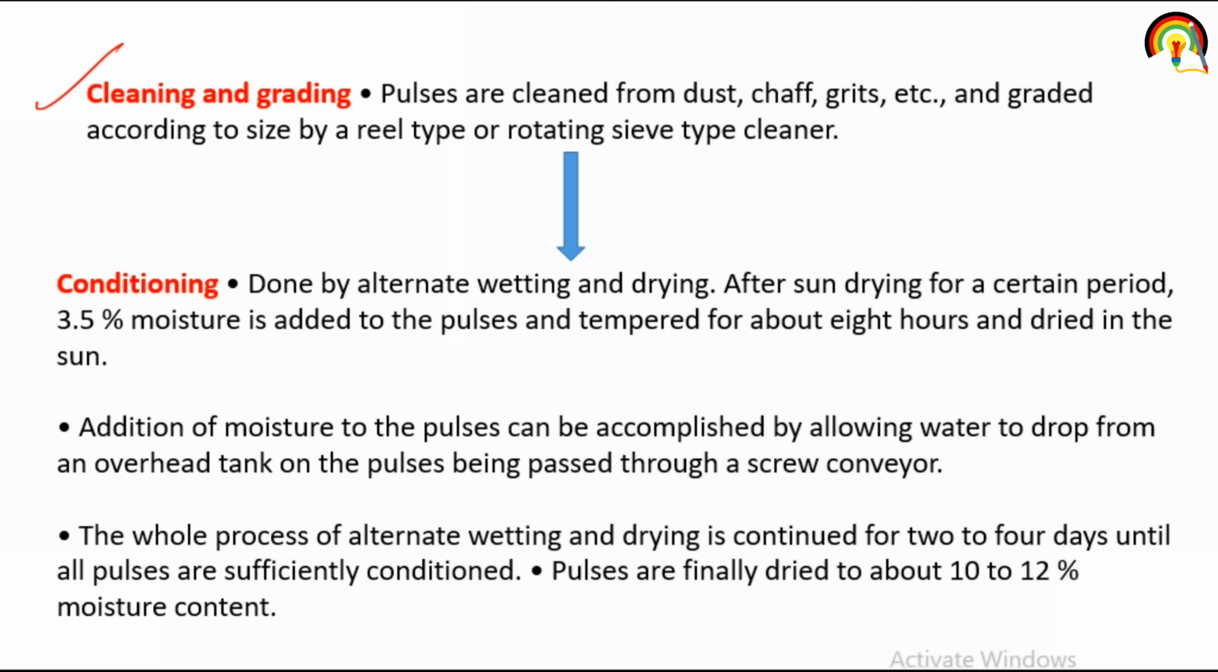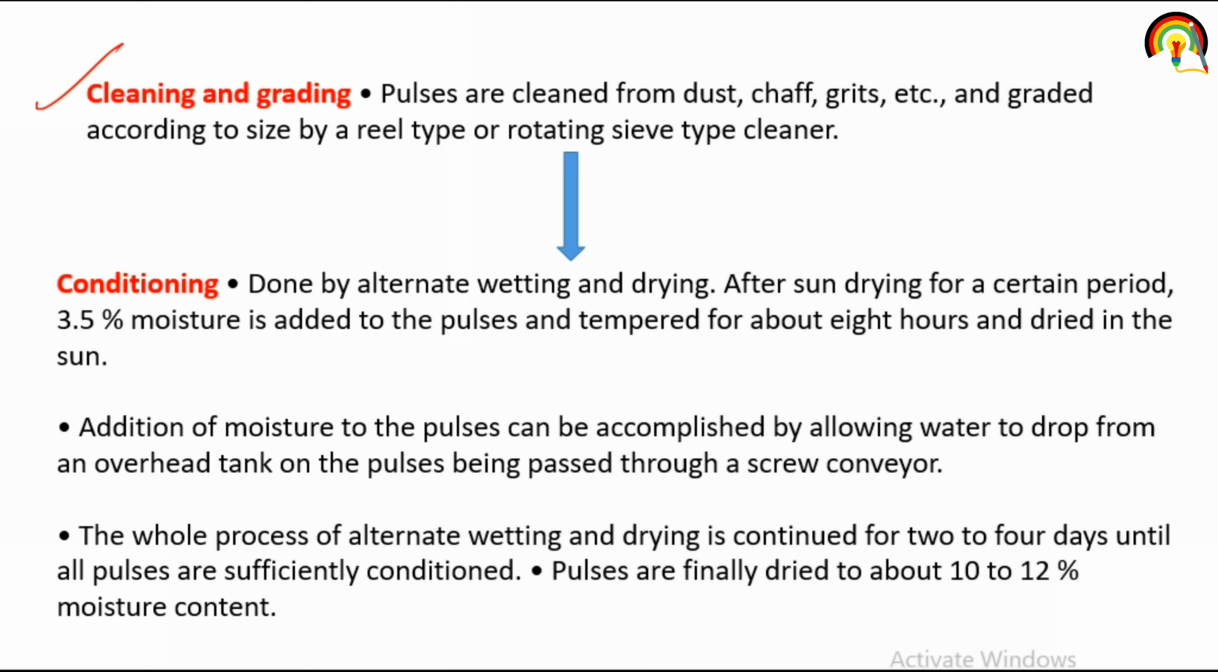Second one is the conditioning process. It is done by the alternate wetting and drying method. After sun drying for a certain period, 3.5% moisture is added to the pulses and tempered for about 8 hours and dried in the sun. Addition of moisture to the pulses can be accomplished by allowing water to draw from an overhead tank onto the pulses being passed through a screw conveyor.